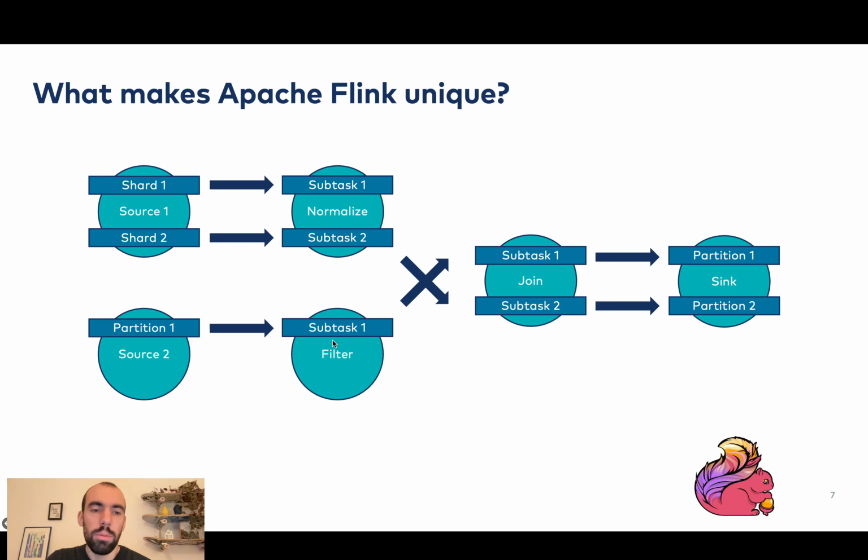And yeah, same for maybe a source, right? If you have a Kafka source with multiple partitions, in this case, we have only one partition, but the other source maybe has two shards. So this one can be parallelized, and this one is just processed with a parallelism of one.